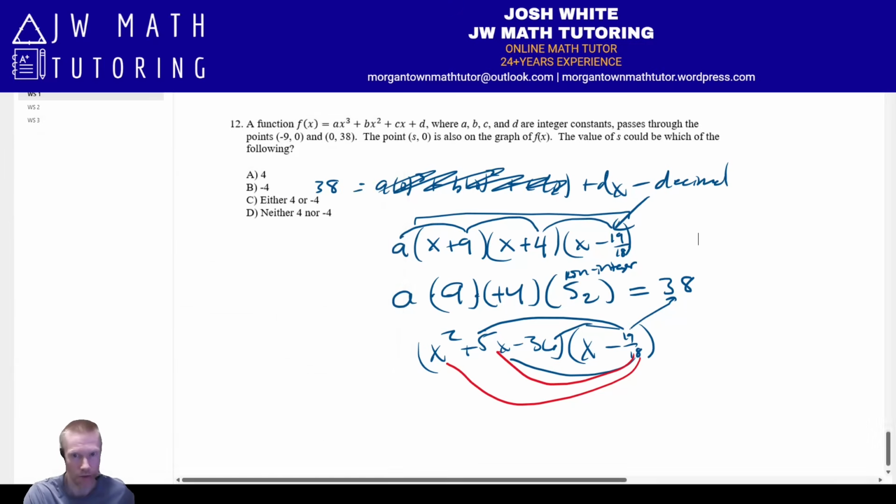Okay? So now this would be plus 19 over 18. This would be plus 19 over 18. But nothing else changes. You're still getting fractional or non-integer coefficients for the b and the c terms.